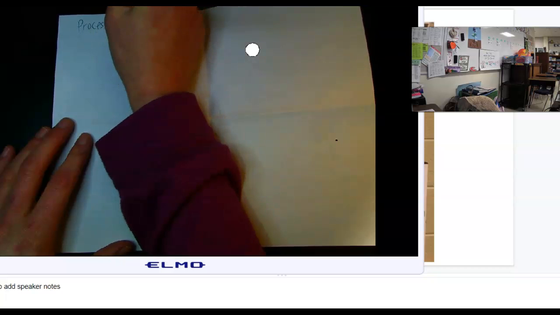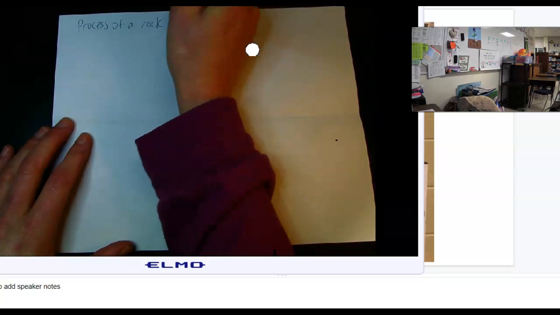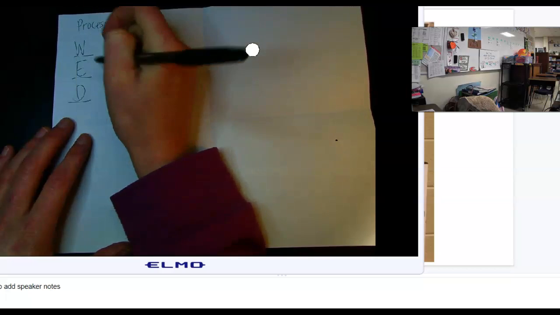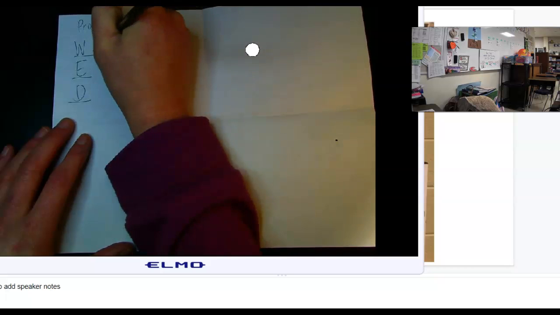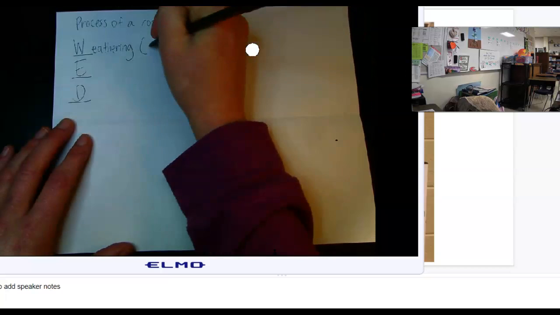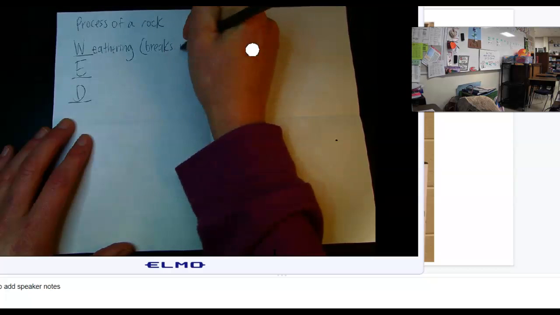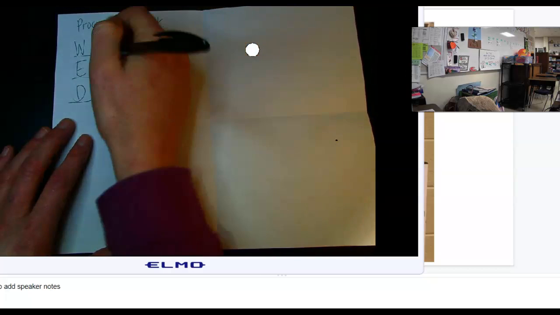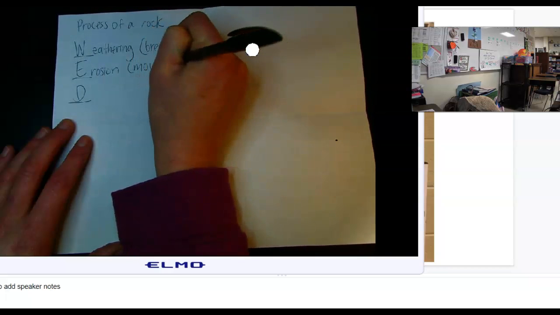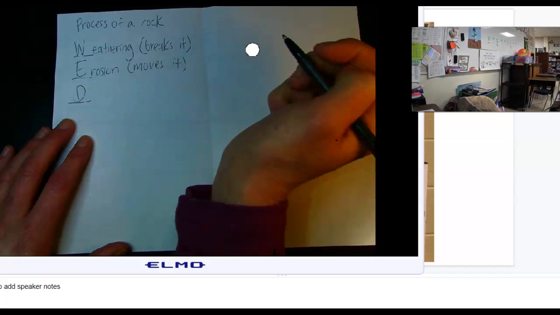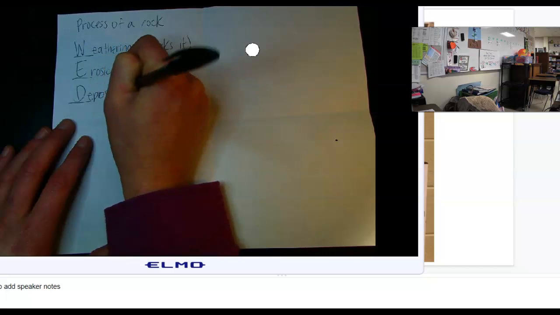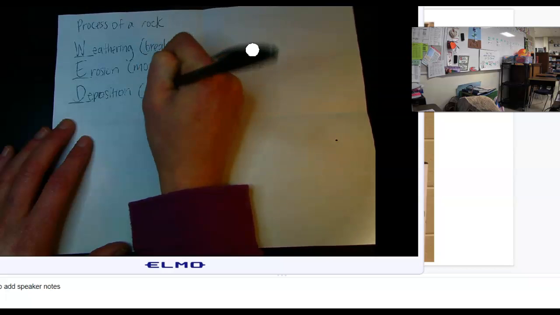Process of a rock. And then I want you to write WED. WED is going to help you remember weathering, erosion, and deposition. So remember, weathering. What does weathering do? It breaks it. So you're going to write down breaks it. And then erosion is the next one. Erosion moves it. And then deposition drops it.